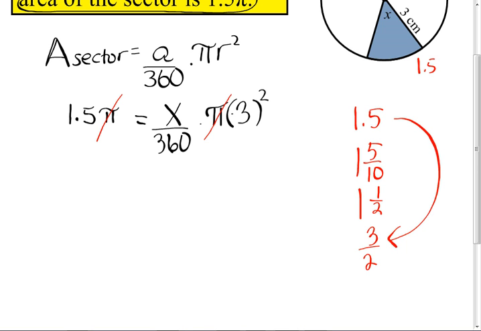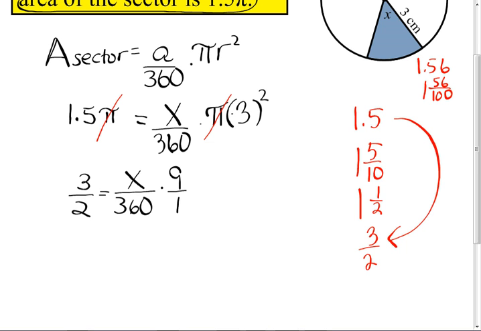What's 1.56? It's 1 and 56 out of what? 100. Okay. Then you could reduce it. So I like to see this as 3/2 because it's easier to work with those numbers. And then this is x over 360 times 9. Let's reduce that fraction.